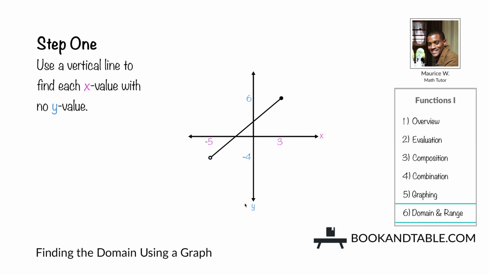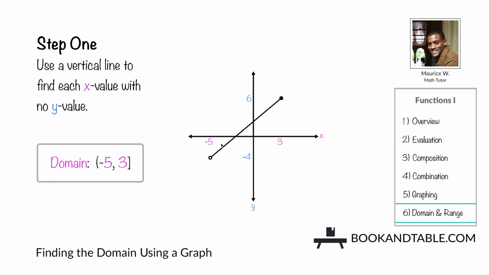So to find the domain using this graph, step 1, use a vertical line to find each x value with no y value. So we'll start at one end of the function and work our way to the other end using a vertical line. Towards the left end, where x is equal to -5, there is no y value. So we'll need to make a note of that. We use the vertical line along the function, and we see that there are no other gaps. But at x is equal to -3, we have a filled-in circle, which lets you know the function ends here.